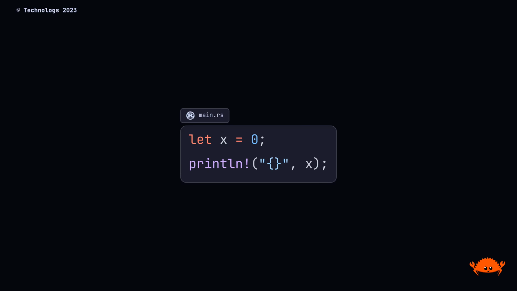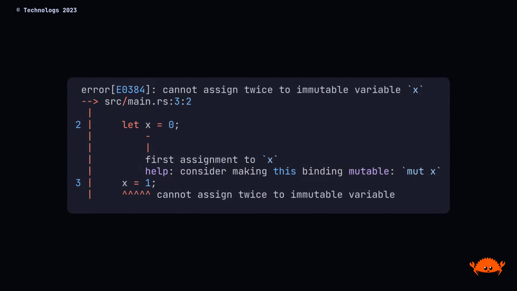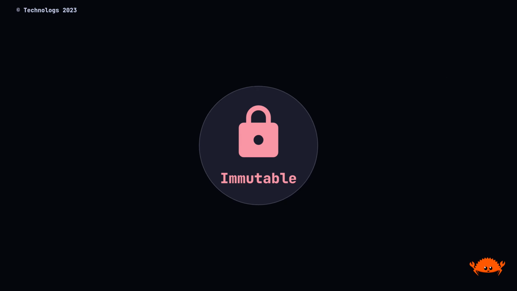But it would be great if we could change it, right? That seems easy. Just put x equals 1 after we declare the variable, right? Well, not quite. If we try running the code, it won't compile and will give this error. This error occurs because any variable in Rust is immutable by default, meaning that they are constant and their value cannot be changed after they have been assigned.